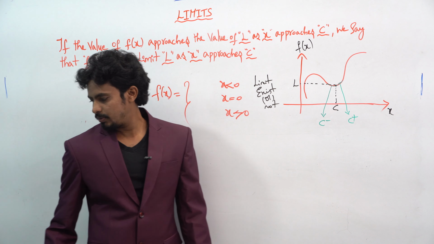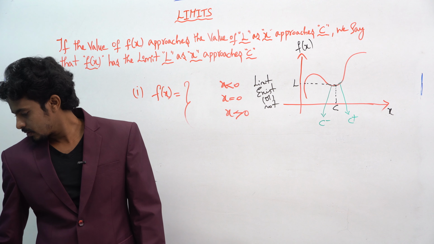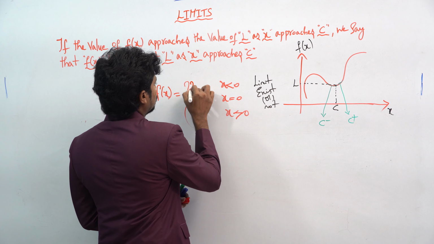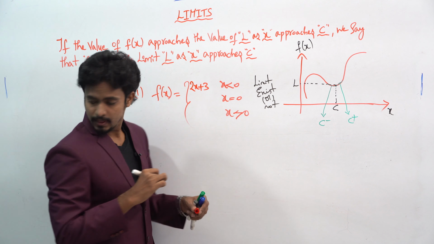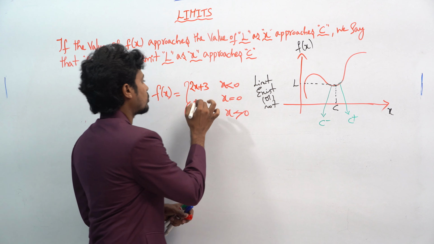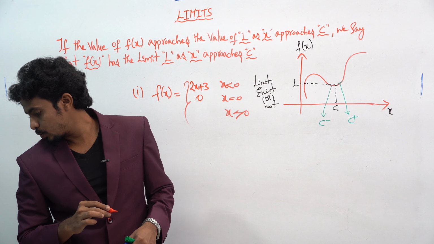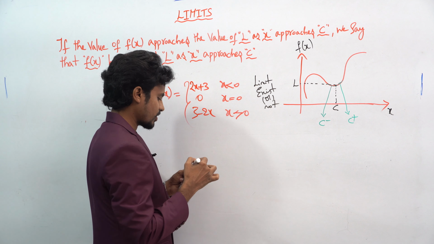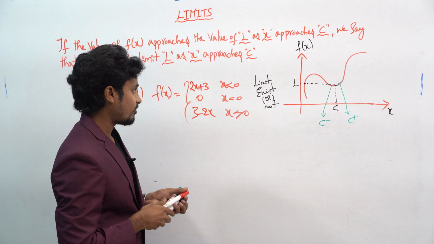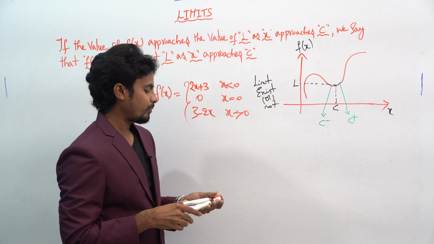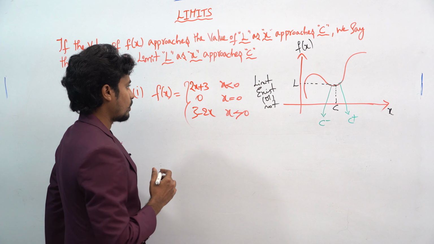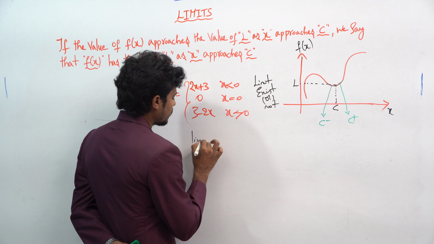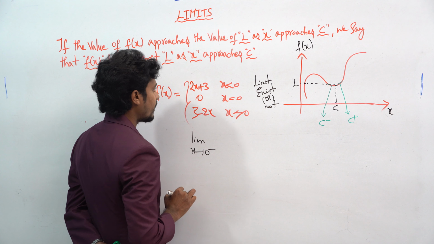f of x is equal to 2x plus 3 for x less than 0, and 0 for x equal to 0, and for x greater than 0 you will get 3 minus 2x. Okay, this was the question that was given. You have to check whether the limit exists or not. First, you have to take the left hand limit or the right hand limit, that's your choice. So this will be the limit as x tends to 0 minus.